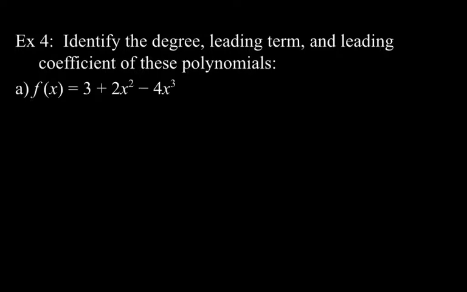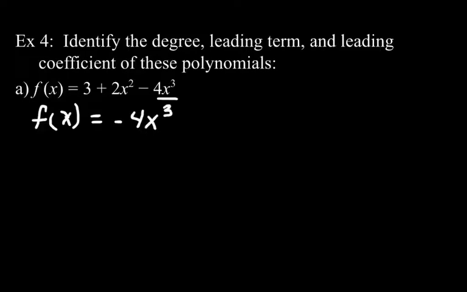For example 4, we want to identify the degree, the leading term, and the leading coefficient of these polynomials. Now, as I mentioned, you can just search and find your degree and your leading term and so on. My suggestion is going to be this. Let's put it in standard form, because then it's really easy to find. So standard form would be we start with the term that has the highest power, which is right here. So negative 4x cubed should go first.